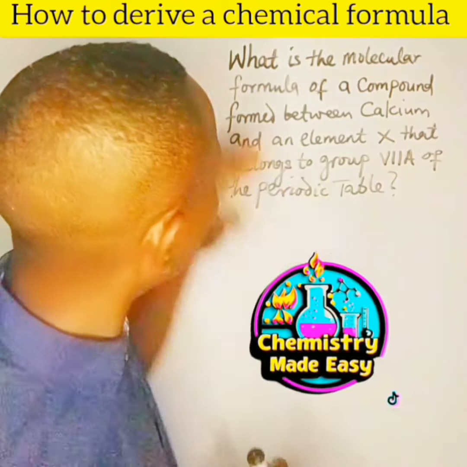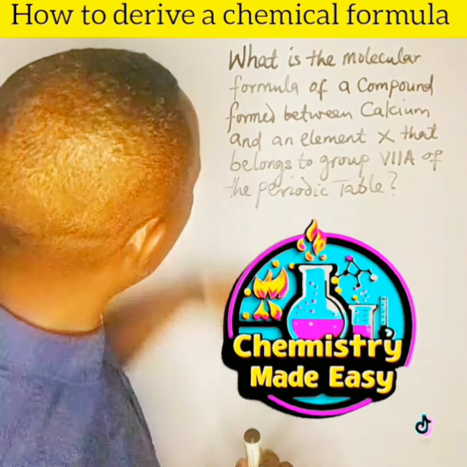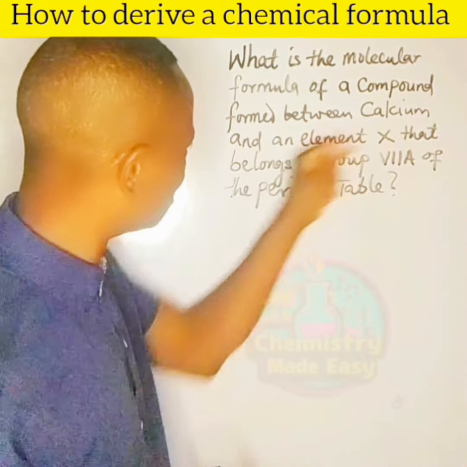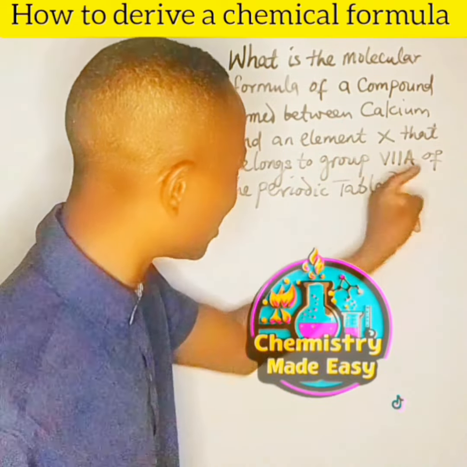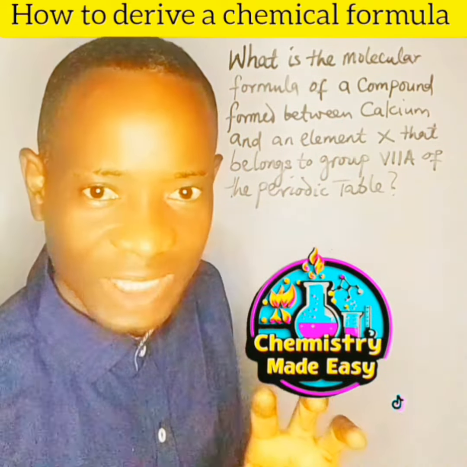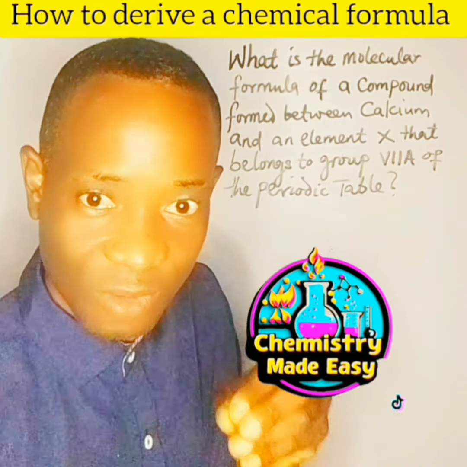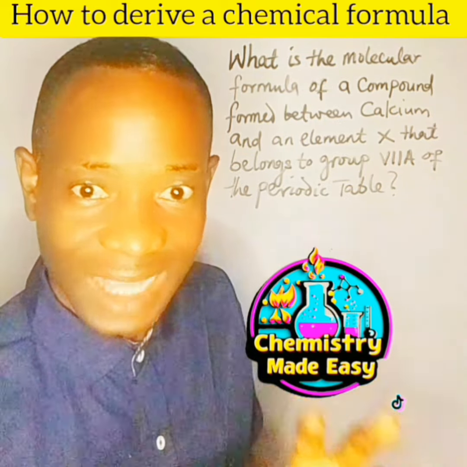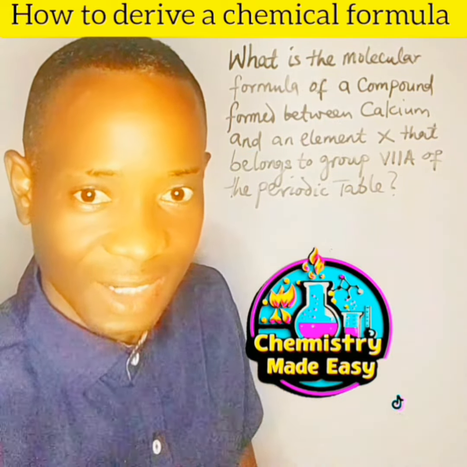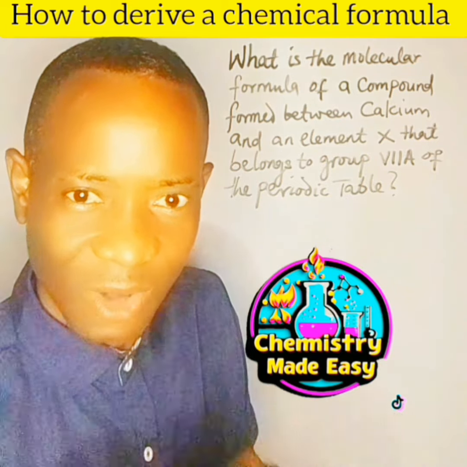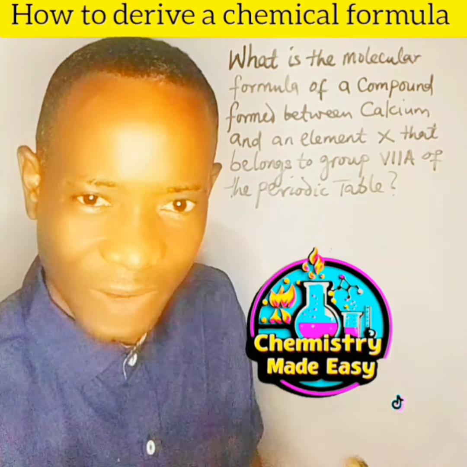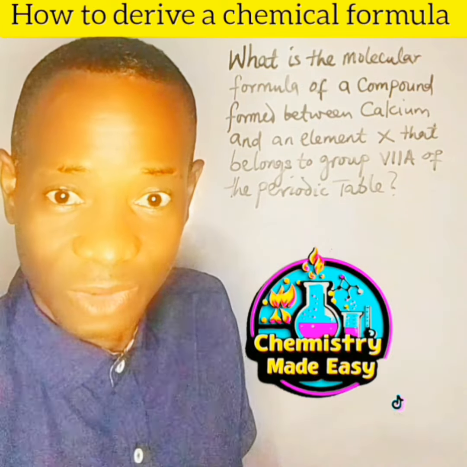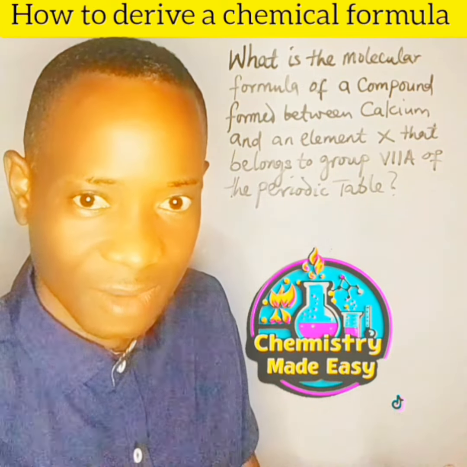The question says, what is the molecular formula of a compound formed between calcium and an element X that belongs to group 7A of the periodic table? First of all, you must check the group that calcium belongs to. If that is difficult to find, then you must check the number of electrons at the last shell of calcium, because that is actually the number of electrons that elements use for chemical bonding to form compounds.